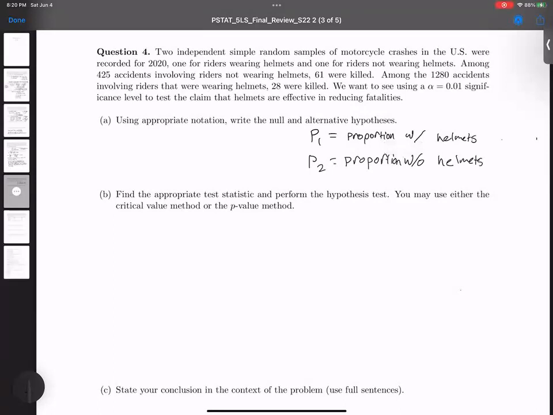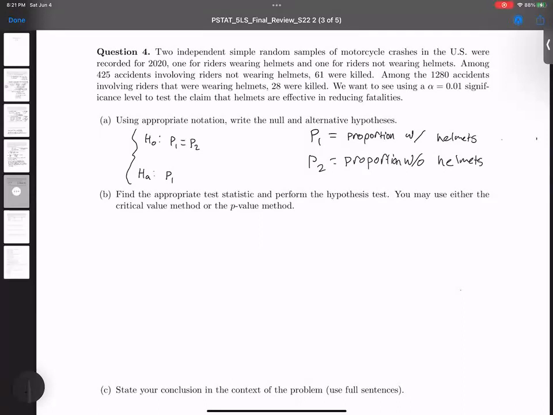So again, it doesn't matter which one we call P1 and which one we call P2. That's just to lay the groundwork so that we are consistent with ourselves as we go through this process. So H0 would always be that P1 is equal to P2. So the proportions of deaths with or without helmets would be the same, as in helmets are not effective at preventing fatalities. Where now we needed to define what these populations were, because otherwise I don't know if P1 is less than or greater than P2 or not equal to P2.